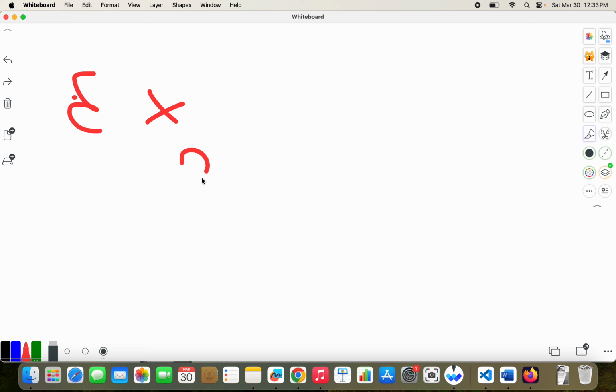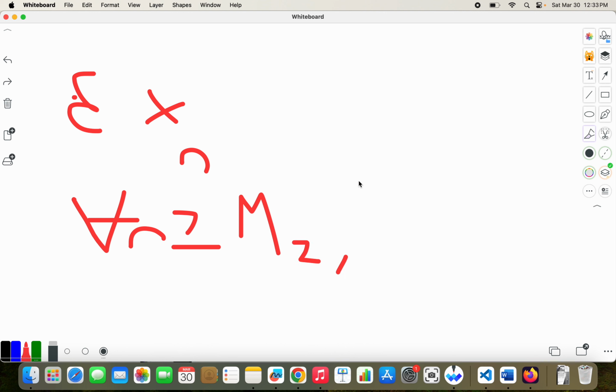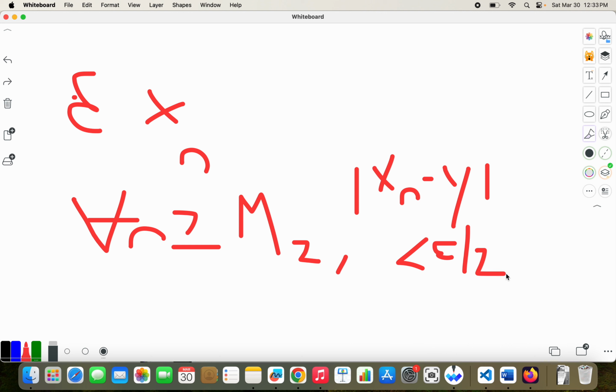Since x is y, for all n greater than or equal to m2. I'm getting so used to these proofs at this point. I was actually just walking around, moving. |xn minus y| is less than epsilon divided by 2. We're choosing epsilon divided by 2. You can choose anything.